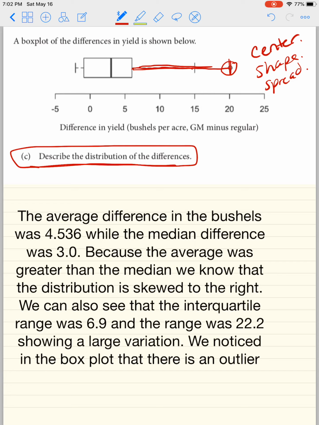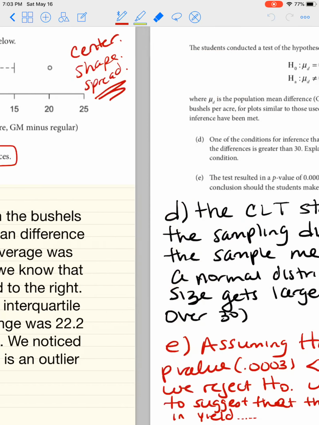We can also see that the interquartile range, now we're getting to the spread. So we can also see that the interquartile range was 6.9 and the range was 22.2, showing a large variation or large variability. You can't just put the numbers without saying things like higher, smaller, bigger, and so on. We also notice in the box plot that there's an outlier. So that's what you have to do if you guys want a 5, okay? If you want a 4, then you'll leave out the outlier. If you want a 5, you include the outlier. If you want to talk about something with a min and a max, you should. The more, the better, okay? So that's letter C. I hope I'm not going too fast.